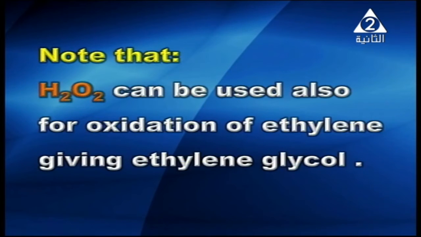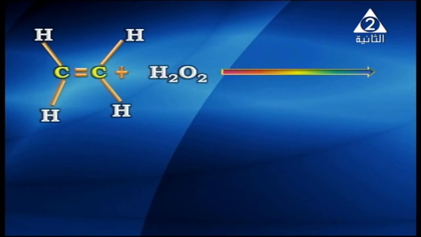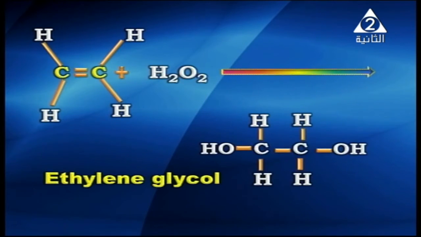My dear student, note that hydrogen peroxide H2O2 can also be used for oxidation of ethylene, giving ethylene glycol. The equation of the reaction proceeds on the screen. C2H4 plus H2O2 gives ethylene glycol or 1,2-dihydroxyethane, as shown on the screen.